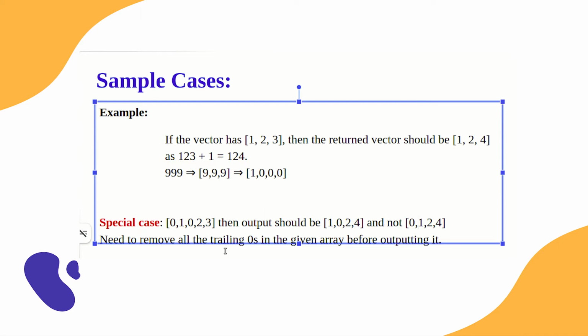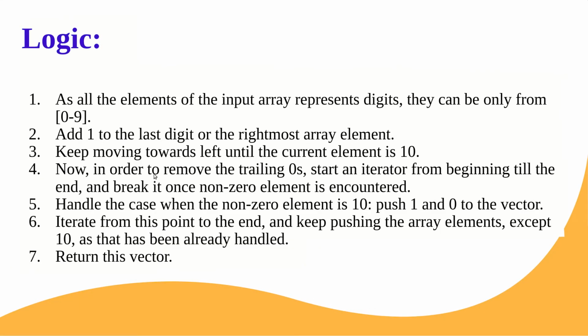So as you can see, we just need to remove the trailing zeros and not all the zeros. So that's why we need to break the loop when the first non-zero element is encountered. This means that we have handled all the trailing zeros, but we must handle the case when the non-zero element is 10.